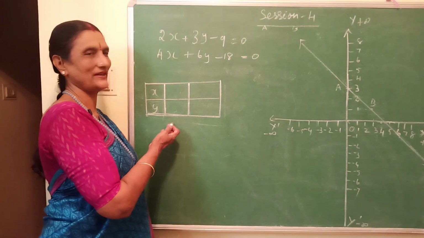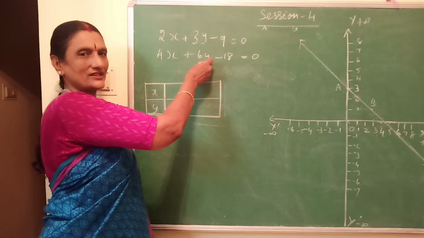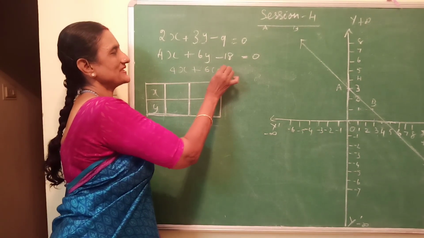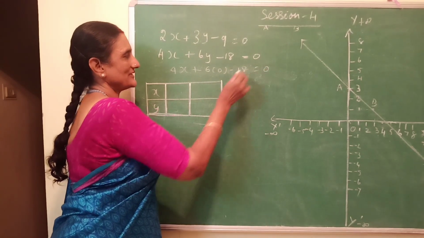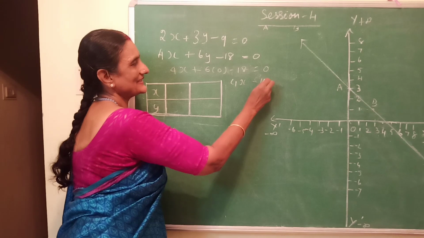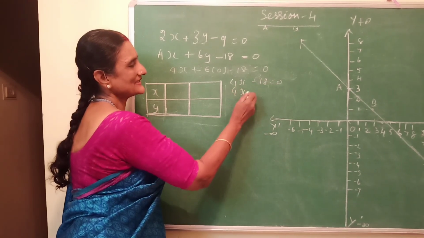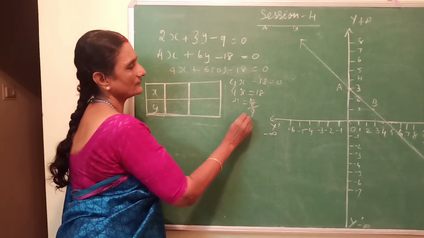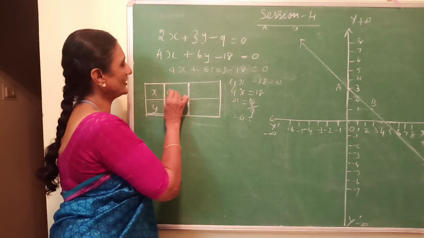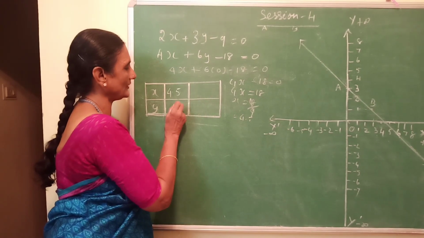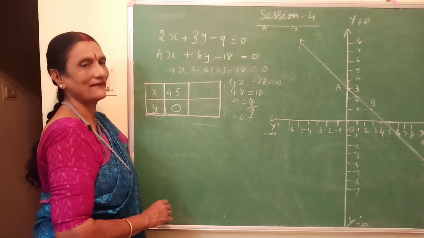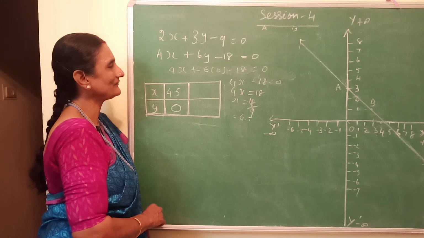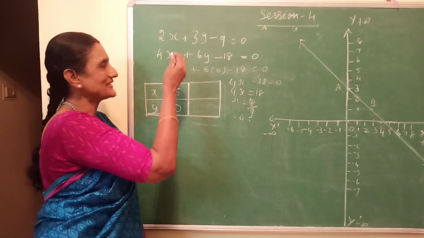Let us consider the second equation. So first let me substitute 0 for y. So I get 4x plus 6 times 0 minus 18 equal to 0. Therefore 4x minus 18 is 0. So 4x is equal to 18. x is equal to 18 by 4. You will get 4.5. So x value I have got as 4.5 when y is equal to 0. Now I have to get a second value. So let me choose a multiple of 3. So let me take the x value as 6.